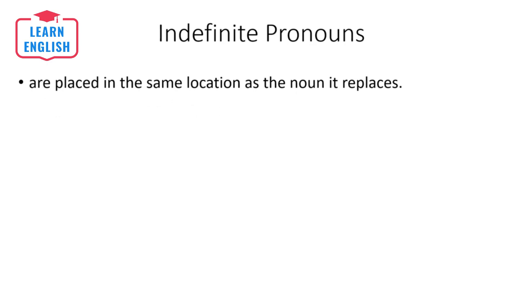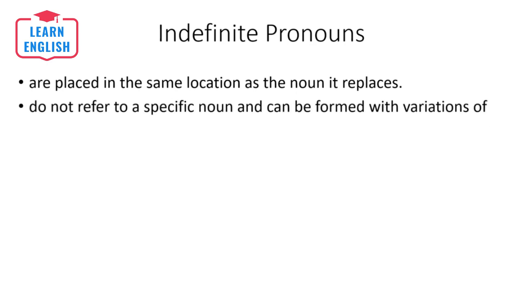Indefinite pronouns are placed in the same location as the noun they replace, and they do not refer to a specific noun and can be formed with variations of any, some, every, and no. And we'll look at each of those in turn.